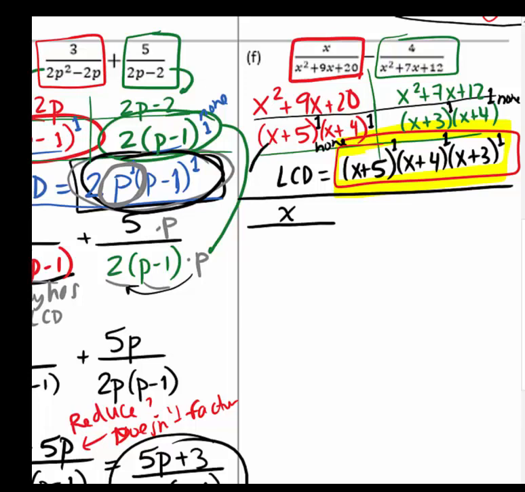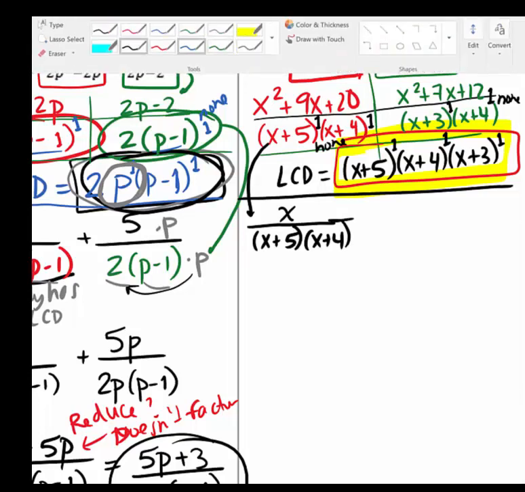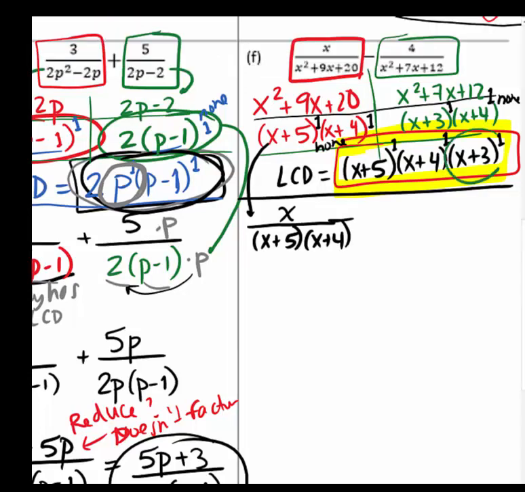Because remember, this fraction's denominator was x plus 5, x plus 4. Now it's way more clear what it's missing, right? If I look at that denominator versus the common denominator, it's pretty much just missing that x plus 3. So I'll multiply top and bottom by x plus 3 for this one.